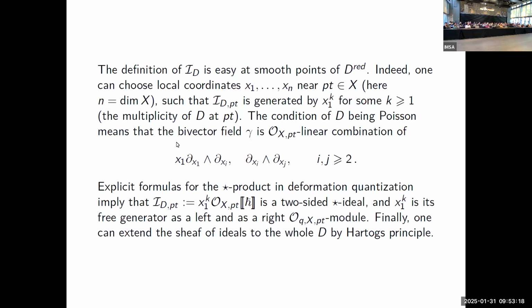Are you assuming that the divisor is of multiplicity 1, because the Poisson structure is generated by x1 dx1 wedge dx2? No. I can say that the condition of being Poisson doesn't depend on multiplicity of the divisor. But what if gamma is x1 squared dx1 wedge dx2? Yeah. Okay. Maybe let's say it will be multiplicity 1. Maybe you're correct. Thank you. Okay. Yeah. Let's say multiplicity 1. And yeah, it really doesn't matter.